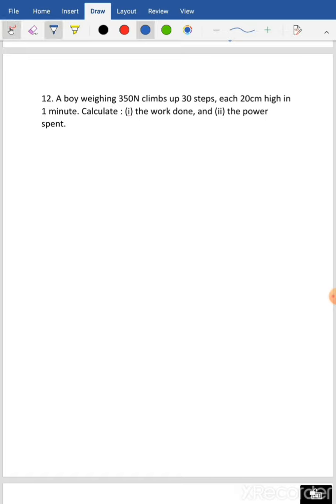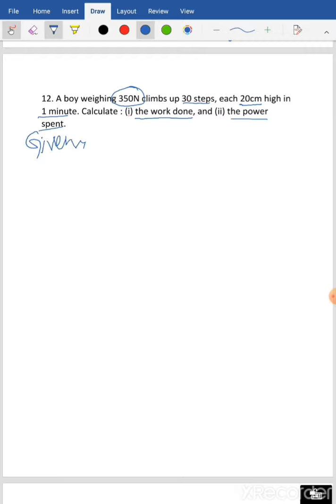Question number 12 says a boy weighing 350 Newton climbs up 30 steps, each 20 centimeter high, in 1 minute. So in 1 minute, the boy whose weight is 350 Newton is climbing up 30 steps and each step is measuring 20 centimeter. So in 1 minute he is doing this work. So we are asked to find the work done by him and the power spent by him to do this work.